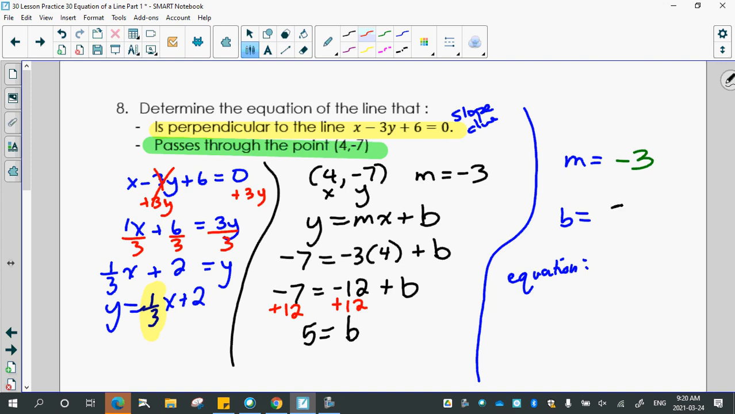If you do it correctly, you'll get b equal to 5. So then your equation is going to be y equals negative 3x plus 5.